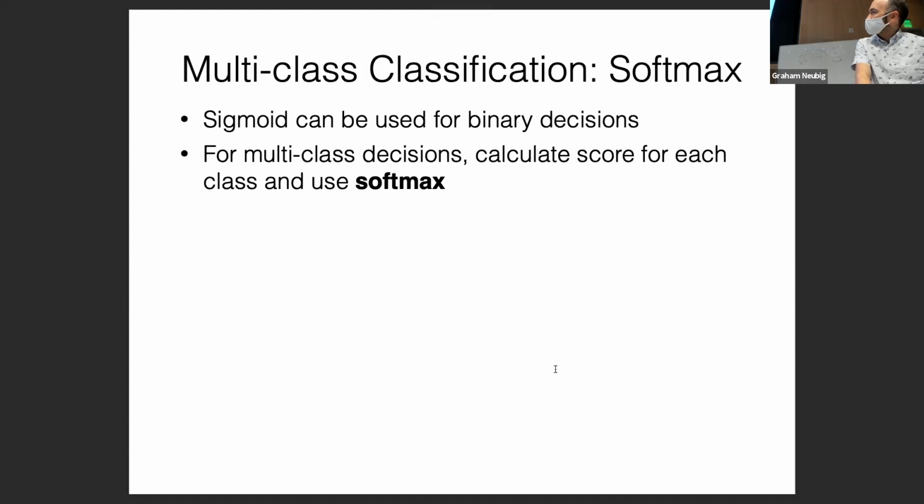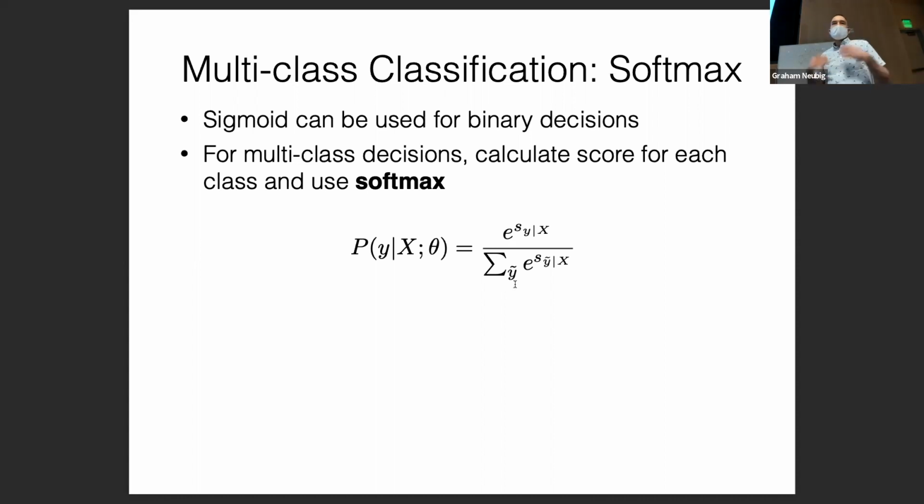For multi-class classifications, we calculate the score for each class and use the softmax function. The softmax function looks a little bit like this. We basically exponentiate the score and renormalize so the scores become between 0 and 1, and all of the scores add up to 1. The reason we do this is that we need a probability, so we need to go from arbitrary scores to something on the probability simplex.